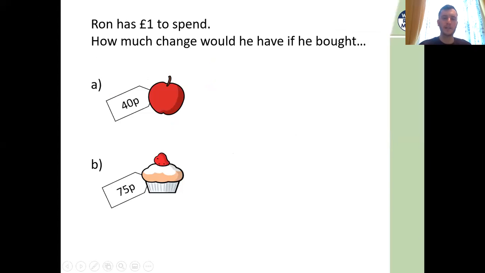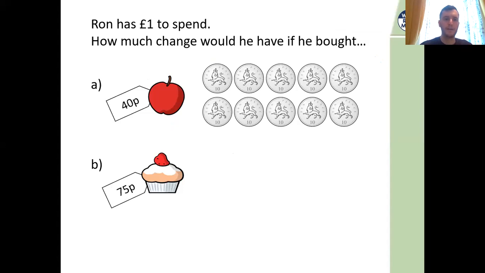So let's look at the change for Ron. So Ron has £1 to spend. How much change would he have if he bought A, 40p apple, B, 75p cupcake? What do you think? How could we solve those? Let's have a think together.